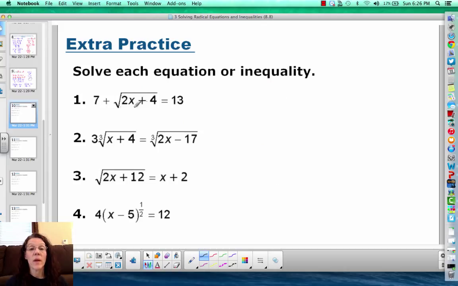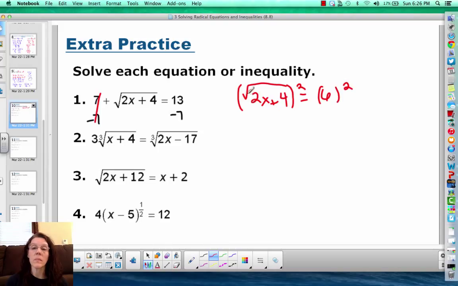So this first problem here, is the x by itself, or is the radical by itself? No. So we have to move this 7. How do we move it? We have to subtract it. All right, let's change color so we can see it over here. If I subtract the 7 from both sides, this now becomes the square root of 2x plus 4 equals 13 minus 7 is 6. Now the radical is all by itself, so we're going to get rid of the radical sign. We undo a square root by squaring it, so we have to square this side. When we undo that square root, it goes away.